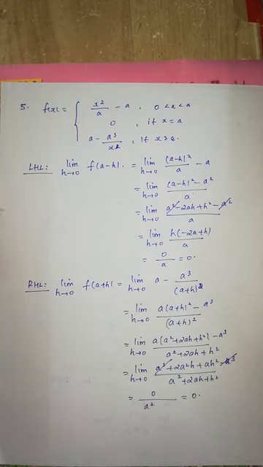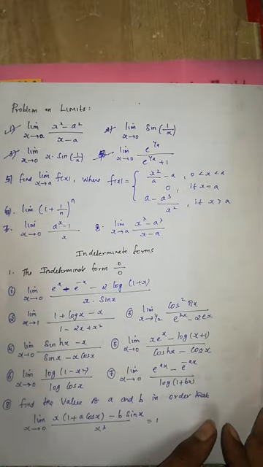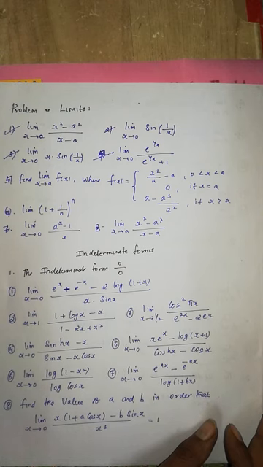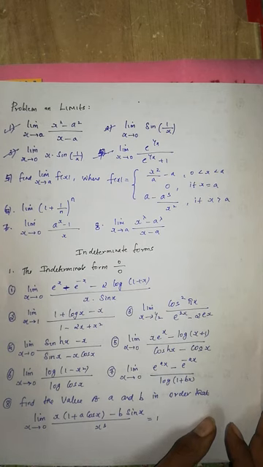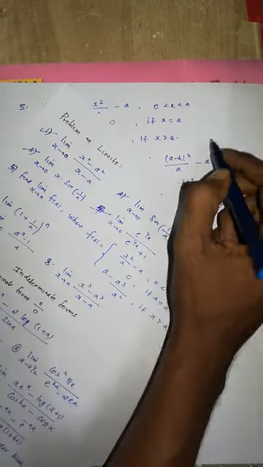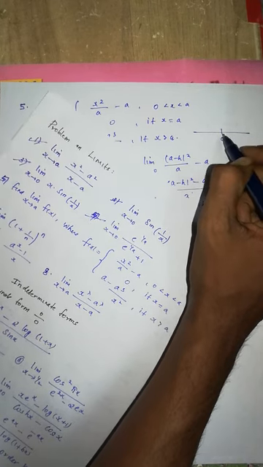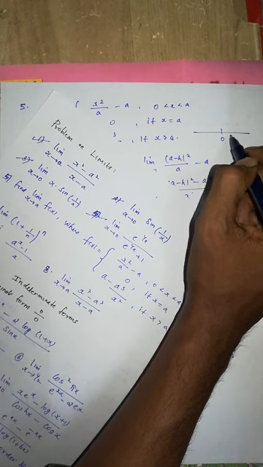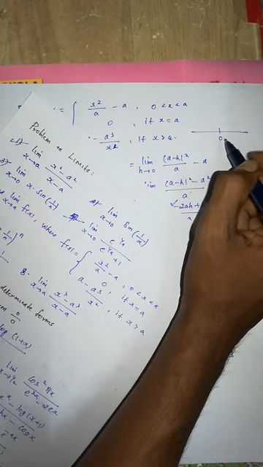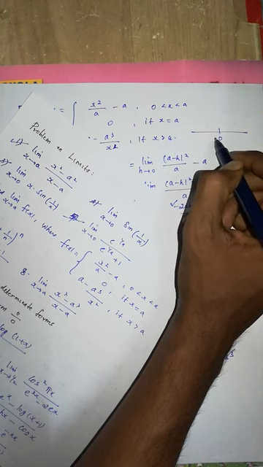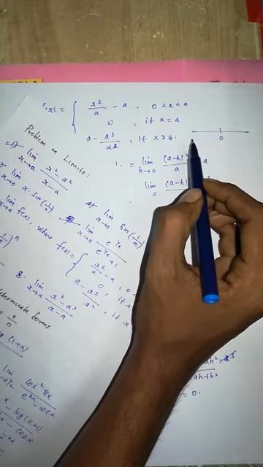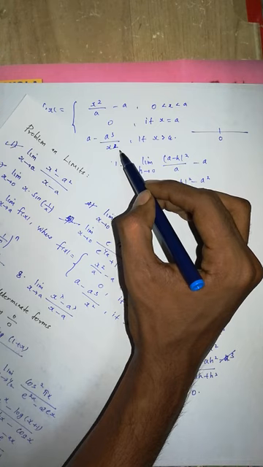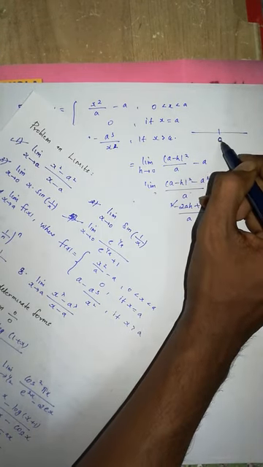Now the fifth problem is find limit x tends to a f of x, where f of x is equal to x square minus a by a, x square by a minus a if 0 is less than x less than a, and 0 if x is equal to a, and a minus a cube by x square if x greater than a. So I have 3 cases. When x is equal to a, then I have 0.